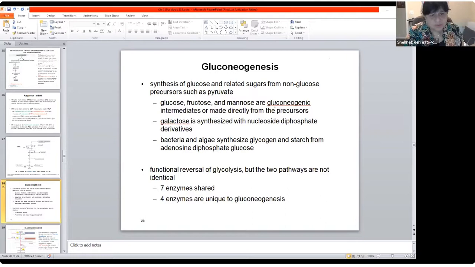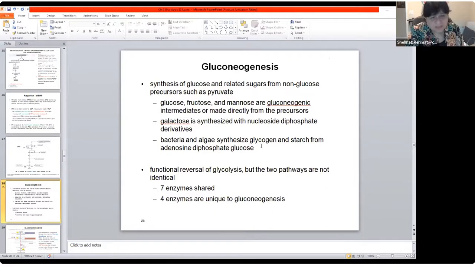So as such, many microbes can grow on alternate sources also. So glucose, fructose, and mannose are gluconeogenic. That means they will be using these directly from these to convert it into glucose. Galactose, when it is synthesized, is a nucleoside diphosphate derivative. So it does not get converted directly, but it is a nucleoside diphosphate derivative. And we'll talk about the nucleoside diphosphates very soon.